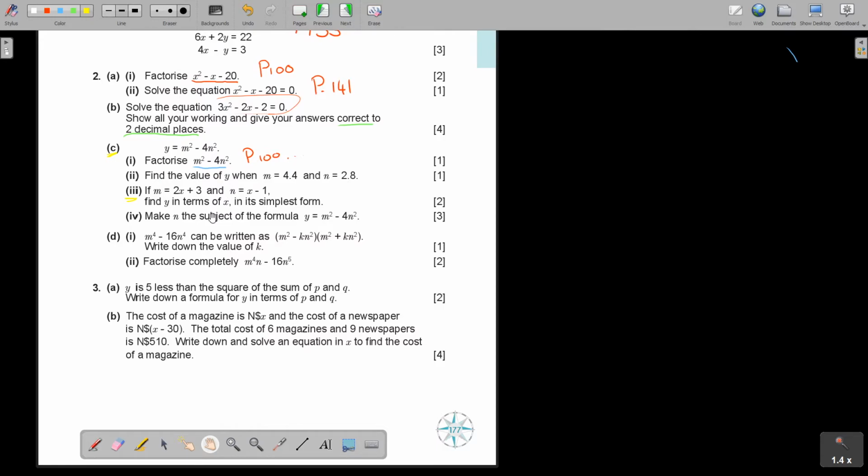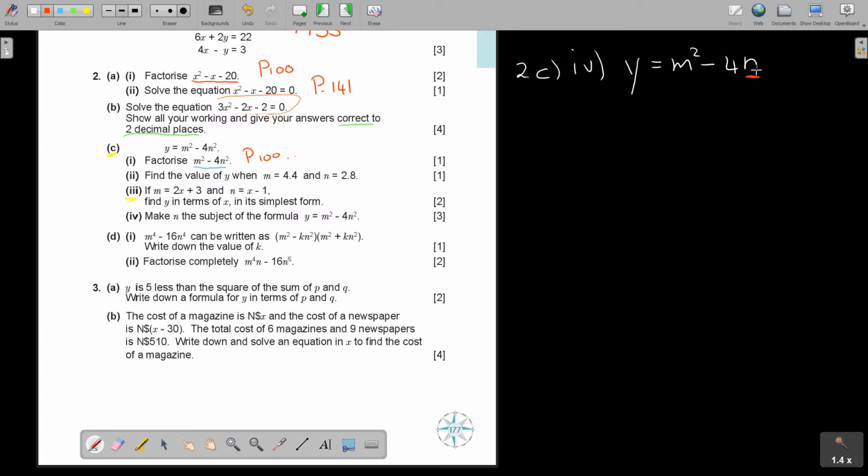Okay, find the value of y. Okay, and now find y in terms of x. That's okay. Now the last one, that's number 2, and this is c, and this is the 4th one. Make n this. Okay, I first want to rewrite it, and then they say, what must I make the subject?